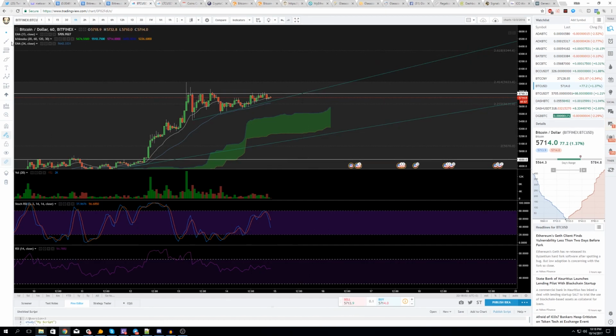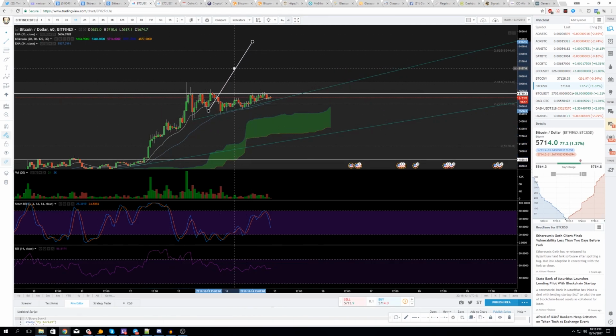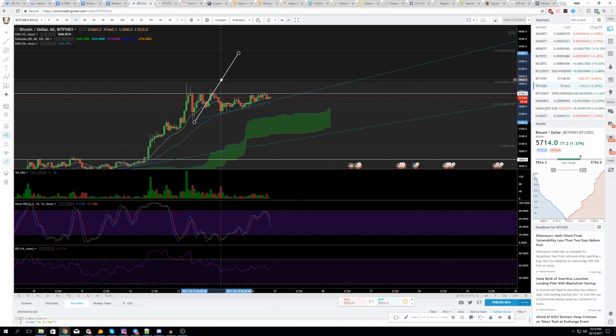Up here. Now, another way to do this is use the line AB equals CD. I mean, you could also use the wicks, it's up to you, but to be more conservative, you don't use wicks. And there you go. That's perfect, right? That's perfect.